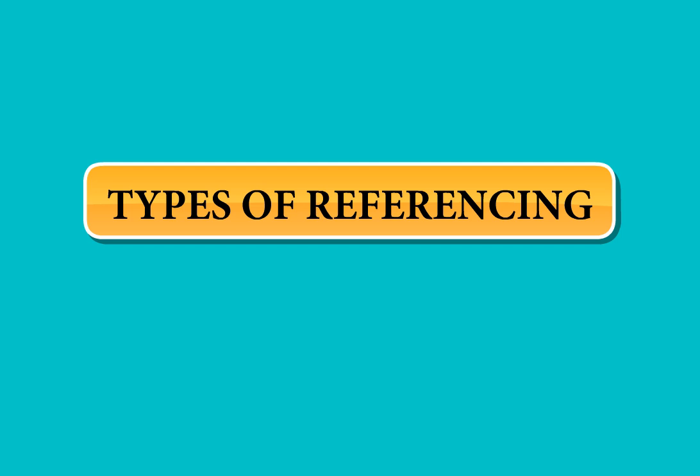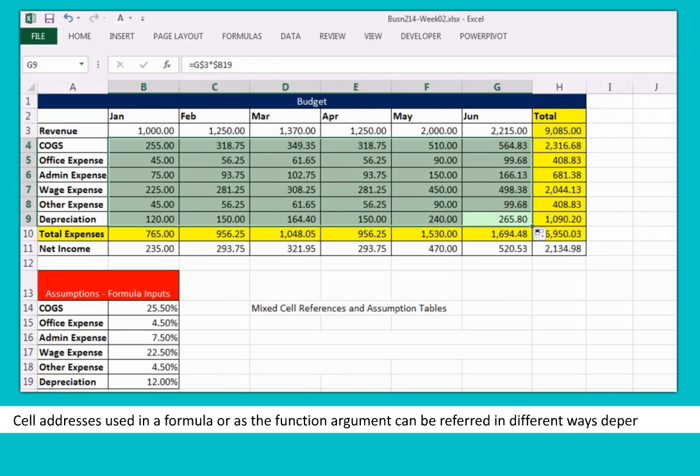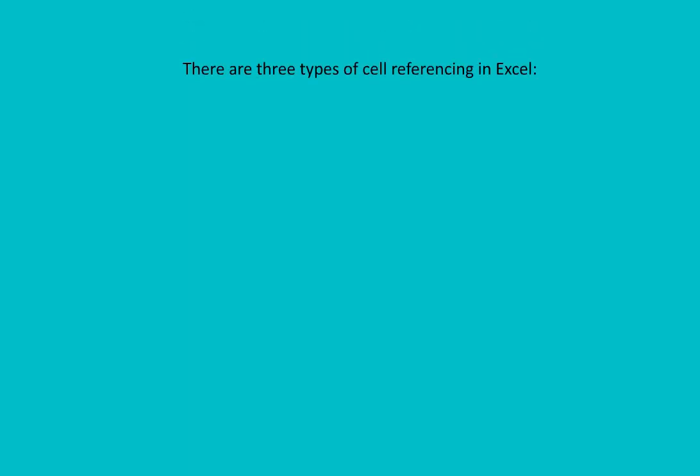Types of referencing. Cell referencing refers to a cell or a range of cells. We use cell references in a formula. Cell addresses used in a formula or as a function argument can be referred to in different ways depending on how we want the value stored in those cells to be used for calculations. There are 3 types of cell referencing in Excel: relative referencing, absolute referencing, and mixed referencing.